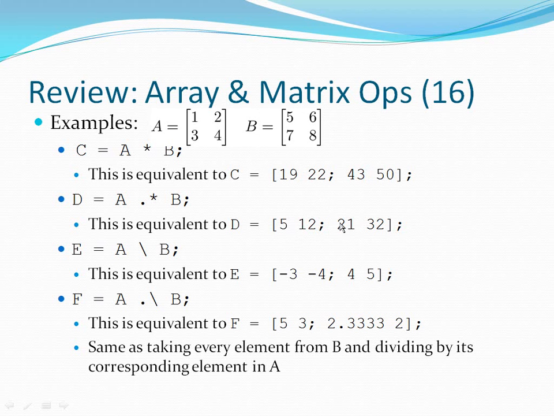Okay? If I were to do A slash B, you're going to take the inverse of A and then multiply by B, this is what you get. If I were to do A dot slash B, it'll take every element of B and then divide by A. So 5 divided by 1 is 5. 6 divided by 2 is 3. 7 divided by 3 is 2.333, and so on and so forth. So this is the same thing as taking every corresponding element of B and dividing by its corresponding element in A.